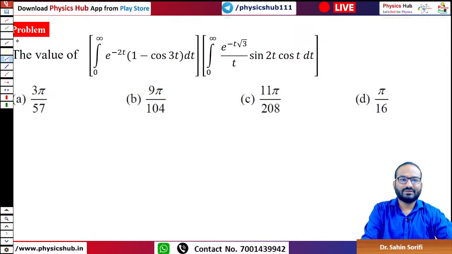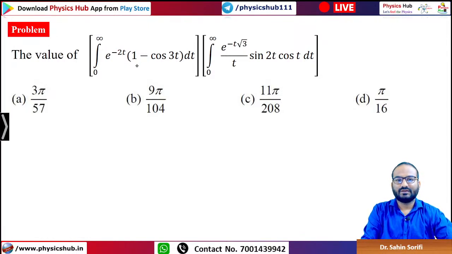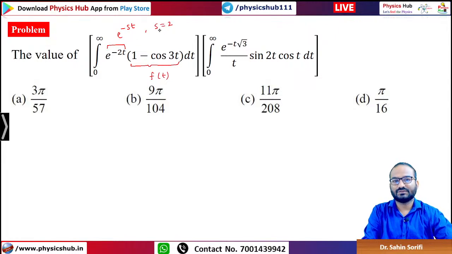But as you can see, if you look carefully, this is the function f of t, and this is e to the power minus st with s equal to 2, from 0 to infinity. This becomes calculating the Laplace transform of 1 minus cos 3t, and at the end you will put s equal to 2. Same goes for here. This is your f of t, and this is your e to the power minus st with s equal to root 3.